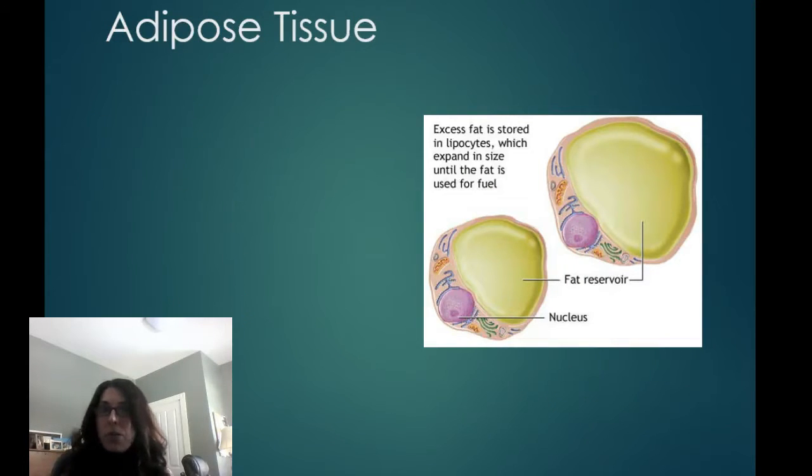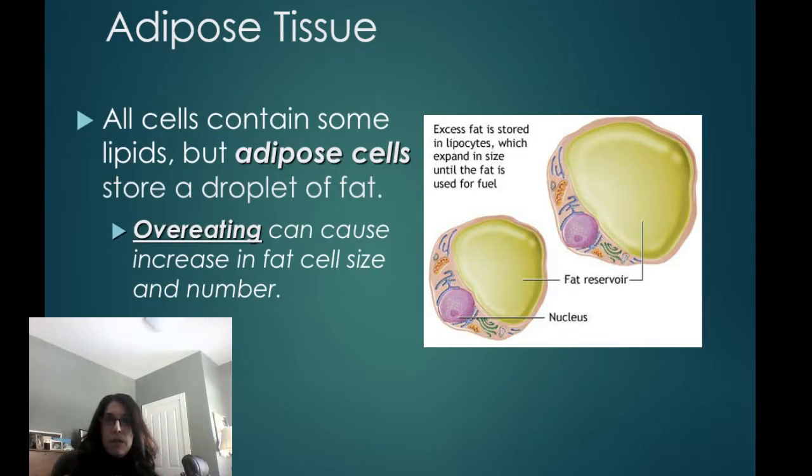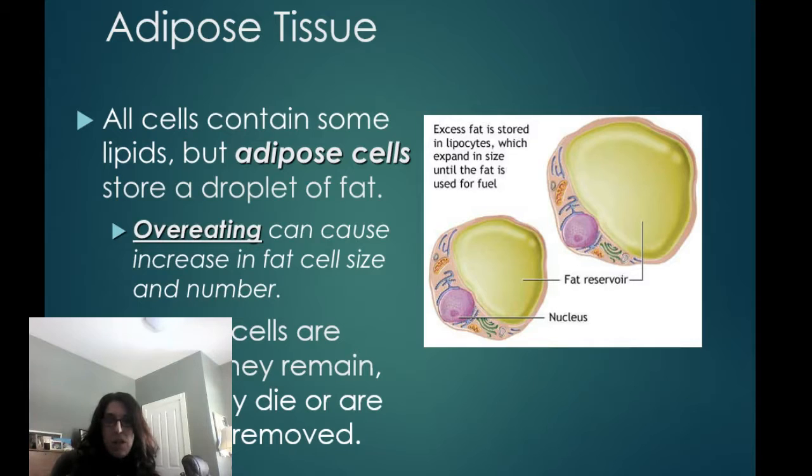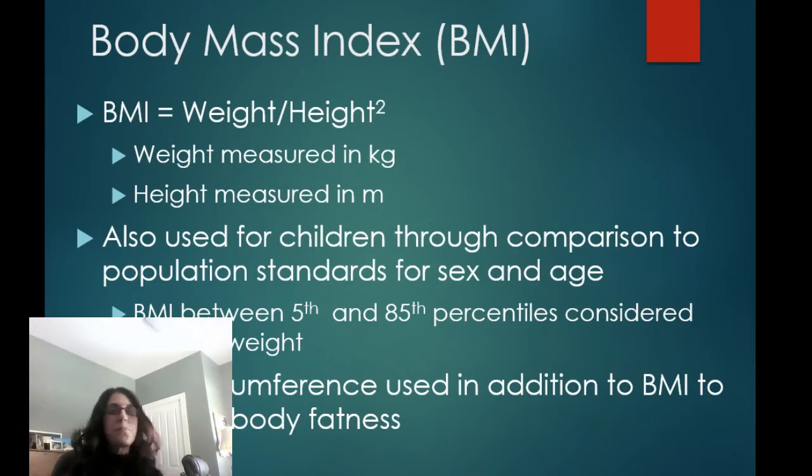That's a nice picture of a big old adipocyte there, or a lipocyte. I call them adipocytes. So all cells have some lipids, but again, lipid in the cell membrane. Adipose cells actually store a droplet of triglyceride or fat. So if you overeat, you can increase the fat cell size and number. Once fat cells are there, they're forever unless they die or you have liposuction.